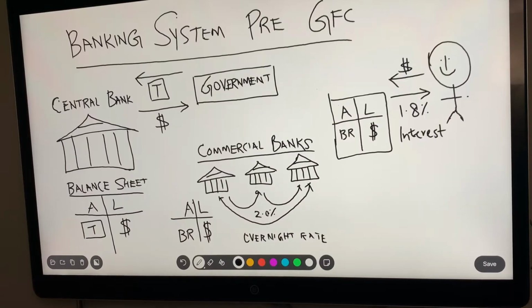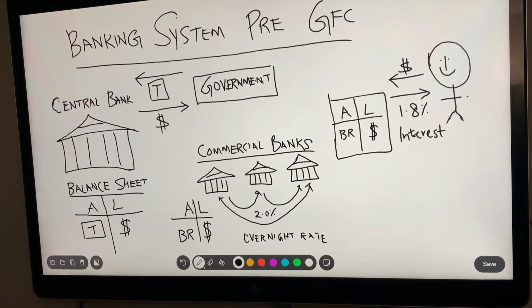Alright, so this is the illustration of the pre-GFC banking system. Pre-GFC means before the global financial crisis that occurred in 2008 and 2009, when JP Morgan went bankrupt and they did not have enough money to operate themselves. Hence, they went bankrupt and it actually collapsed the entire financial system.